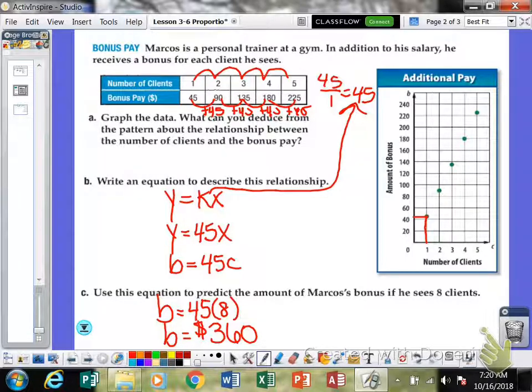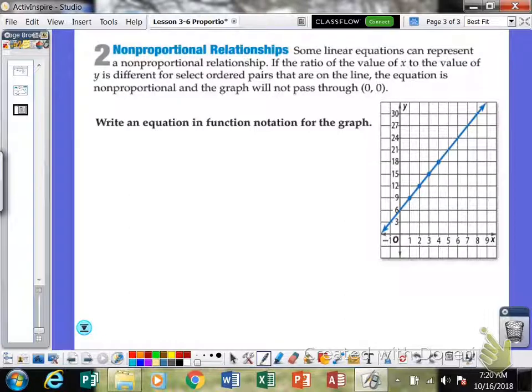Now, non-proportional relationships can also be linear. The ratio of the value of x to the value of y is different for select ordered pairs that are on the line. The equation is non-proportional, and the graph will not pass through 0, 0. So basically, we're going to have an equation that is not of the form y equals kx. It's going to have something else out here because it's not going to go through 0, 0.